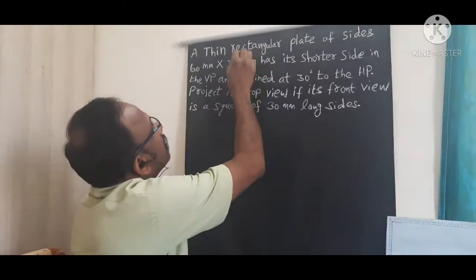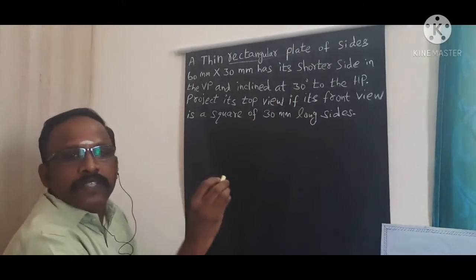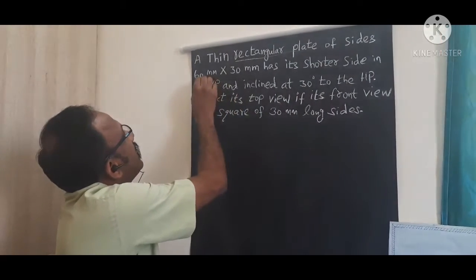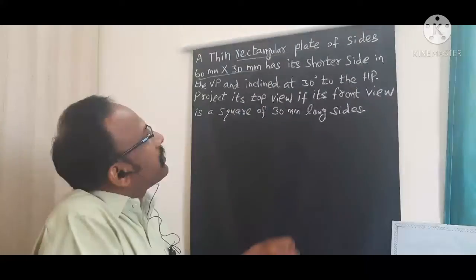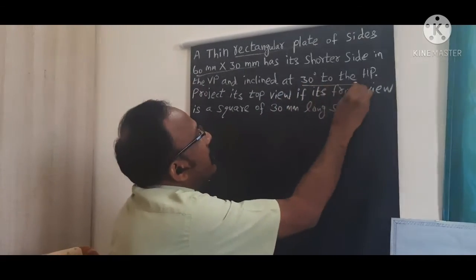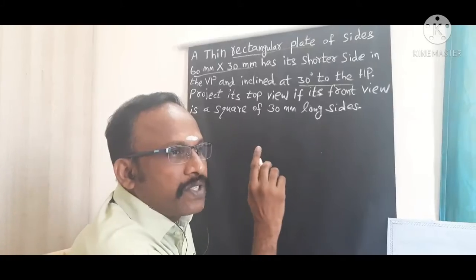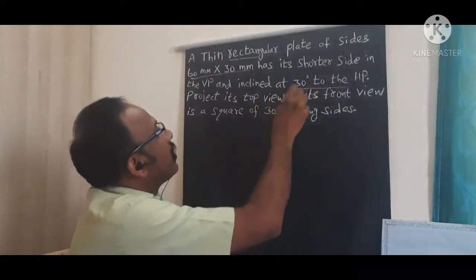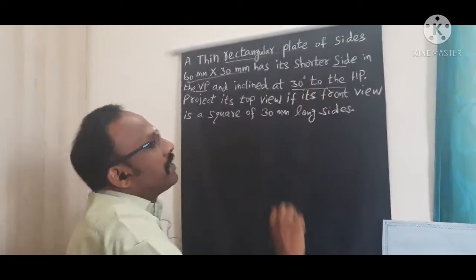What is given? The object is a rectangular plate. The dimensions of the rectangle are given as 60 by 30 mm, and its shorter side is in the VP and inclined at 30 degrees to the HP. There are two conditions given in the first sentence itself: the shorter side is in the VP and inclined at 30 degrees to the HP.